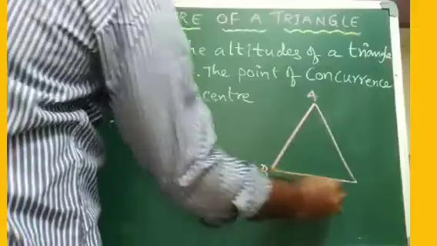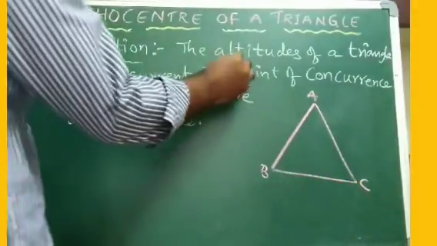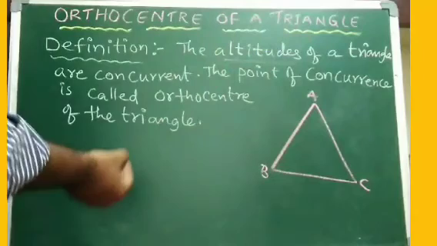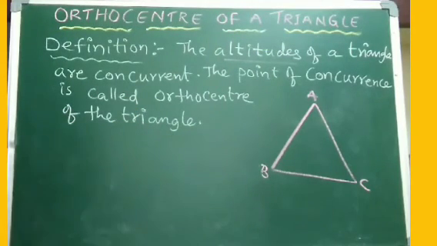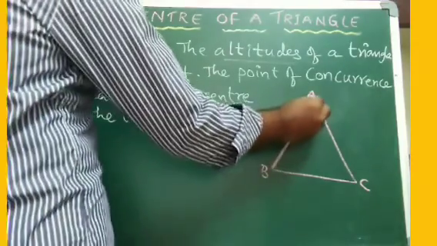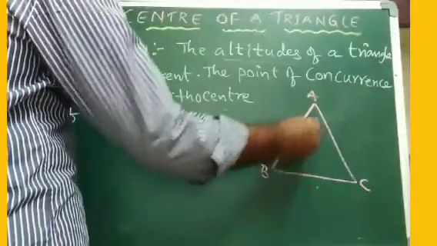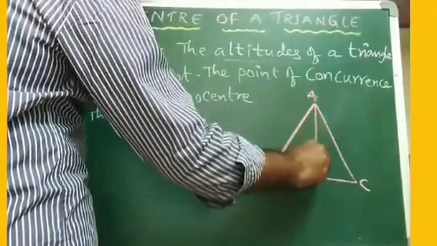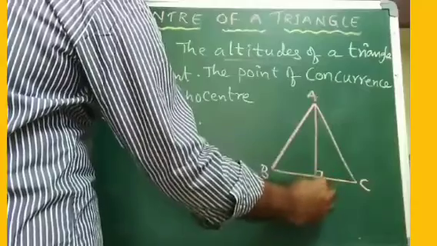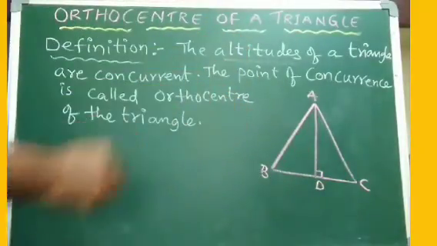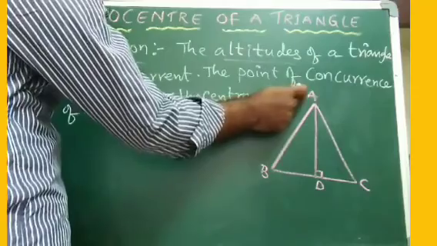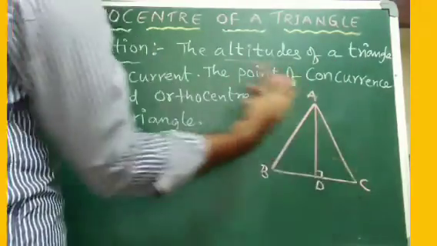Triangle ABC. Now we are talking about altitudes. So what is meant by altitude? Altitude is nothing but the perpendicular drawn from a vertex to the opposite side. For example, A is the vertex and its opposite side is BC. Now let us draw a perpendicular, say AD. AD is the perpendicular drawn from vertex A to the side BC.